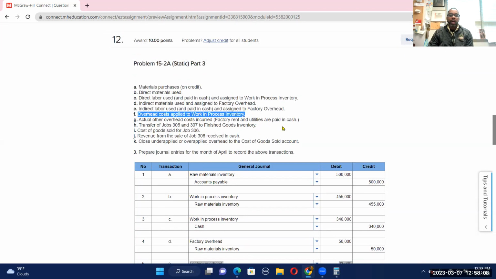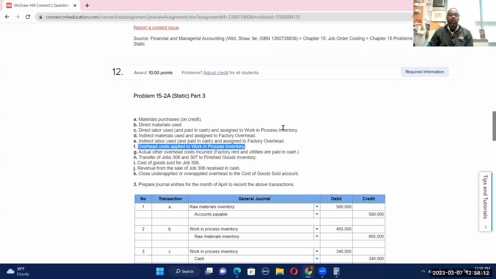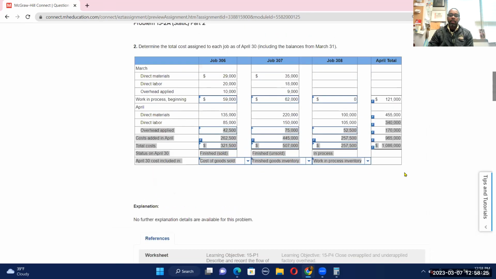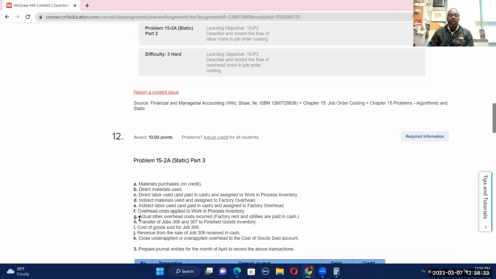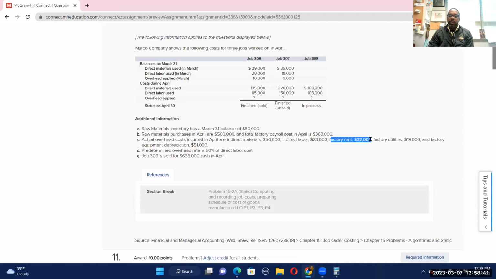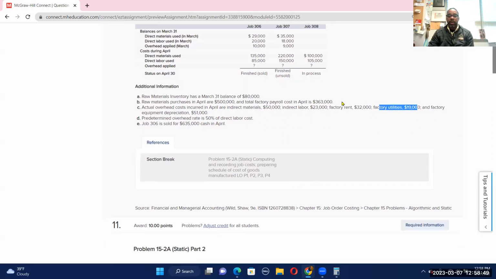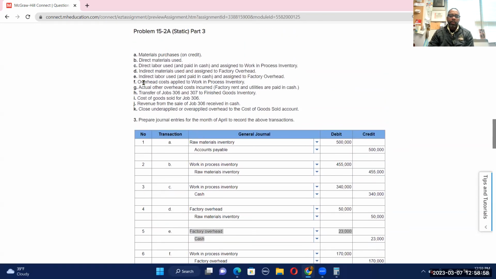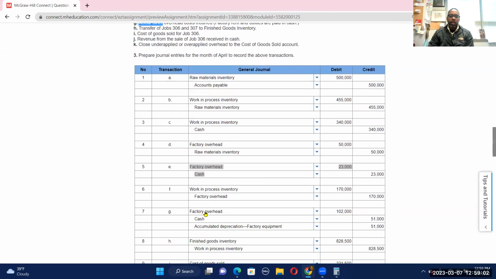For F, overhead cost applied to work in process. So we're going to debit work in process, credit the overhead for 170,000. This 170,000. G, actual overhead cost incurred. So factory rent and utilities paid in cash. Factory rent was 32,000. Factory utilities was 19,000. So we're going to debit factory rent and factory utilities and credit the cash. Which number was that? G. So G here. So debit the overhead, credit the cash.